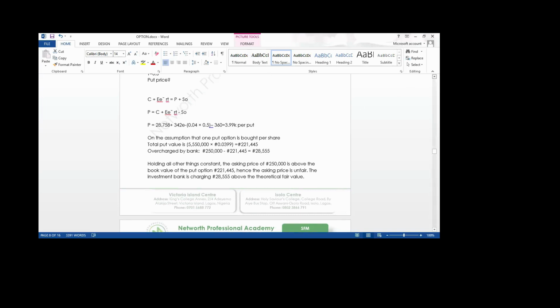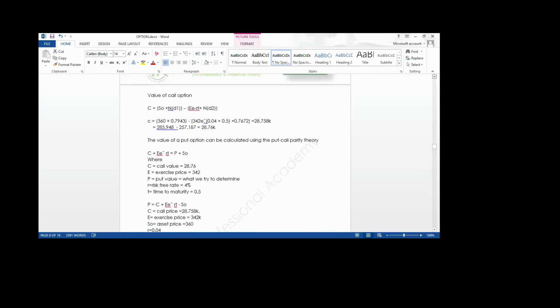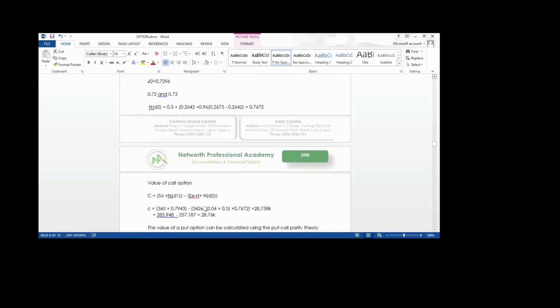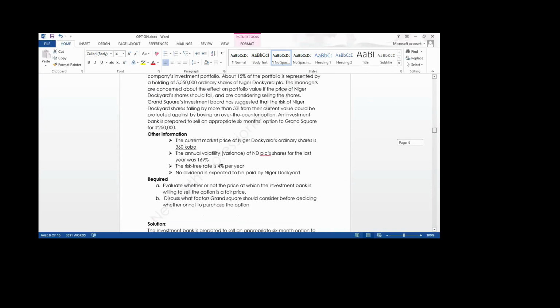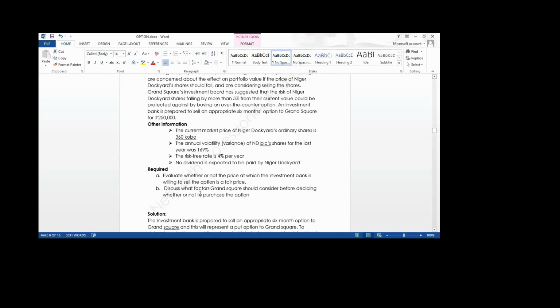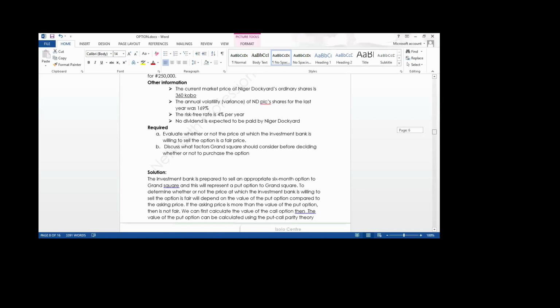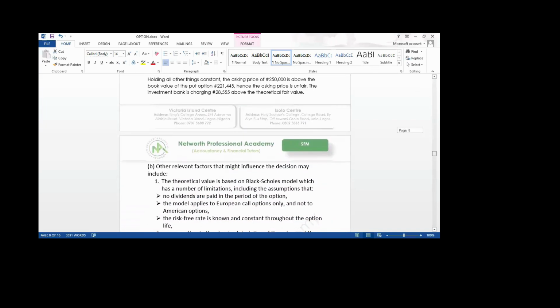Any question, please? Any question on A, please? Discuss what factors Grand Square should consider before deciding whether to purchase the options. What are the other things you should consider? All right, for part A, any question? All right, other relevant factors to be considered.